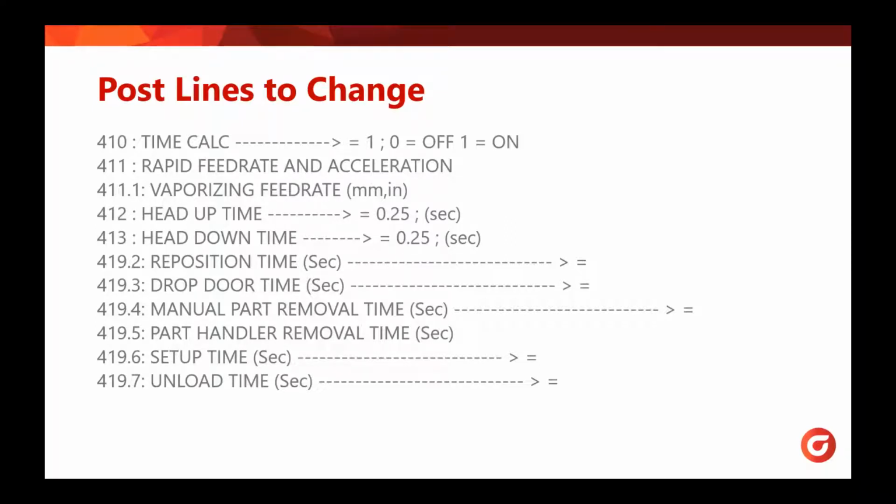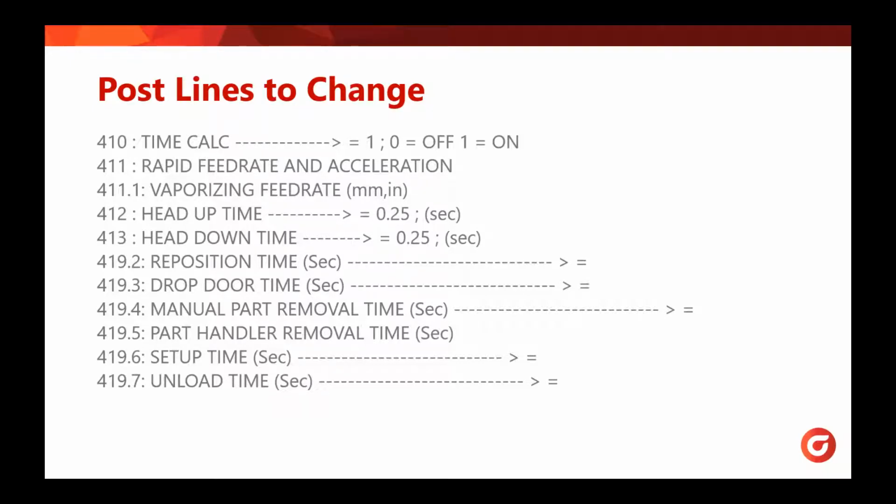Then we have other items in here such as the rapid feed rate and acceleration, which will be either in millimeters or inches, depending on the units that you're using. The vaporizing feed rate, which again is going to be in millimeters or inches, and this is if you have a laser, for instance, that's going to vaporize your material. Then we have of course our head up and head down time, so a rough estimate on what those are going to be. If you have a punch machine with reposition, how long does it take to reposition from one to the other? Your drop door, how long does a drop door take? And that does get multiplied by how many times we drop the door on the machine.